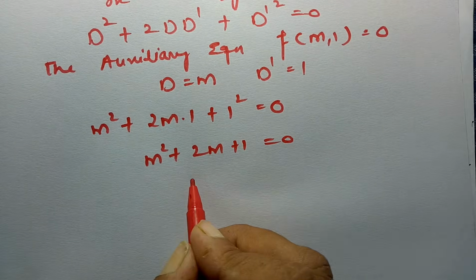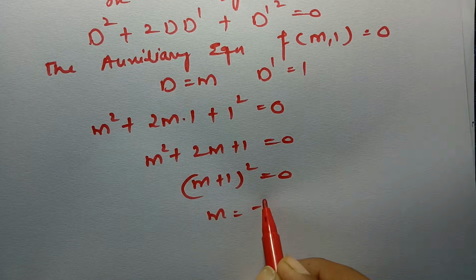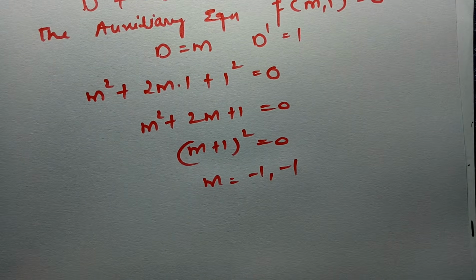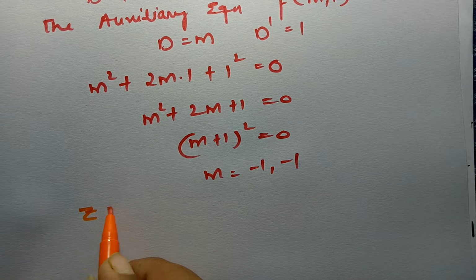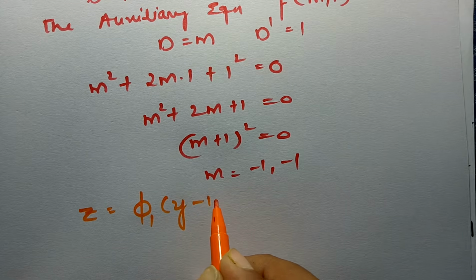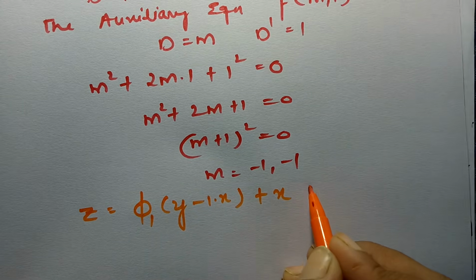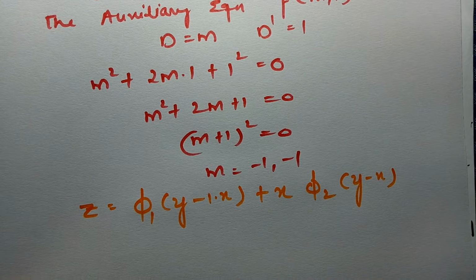To find the roots it's very easy, that is (m plus 1) whole square is equal to 0. So m will be minus 1 comma minus 1. So here I got equal roots. Then our function z can be written as phi 1 of y minus 1 into x plus x times phi 2 of y minus x. So this is how we have to write.